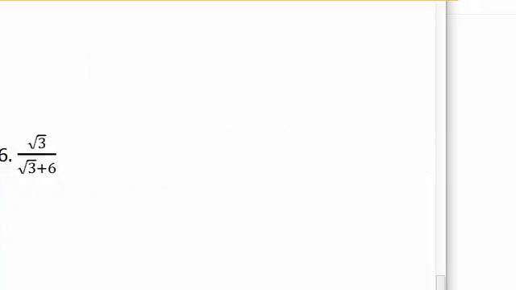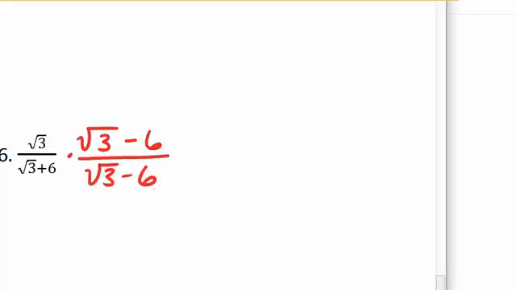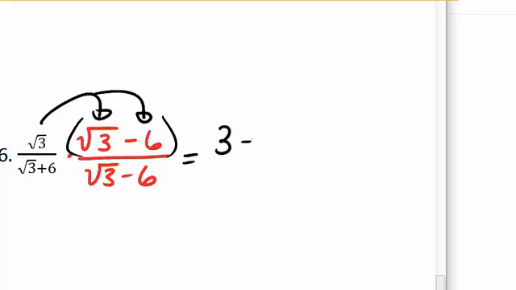Go ahead, pause the video for a second and see if you can write down the correct conjugate for number 16. Hopefully you wrote the conjugate as square root of 3 minus 6 over square root of 3 minus 6. Again, what you're going to do is multiply. You won't need to FOIL the numerator because it's only one number. So you're going to get 3 minus 6 square root of 3.